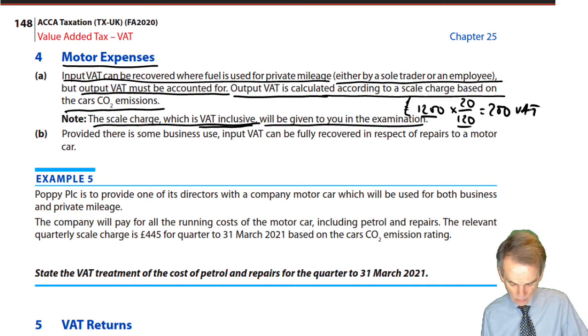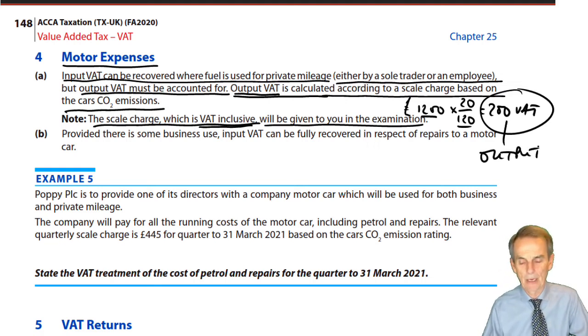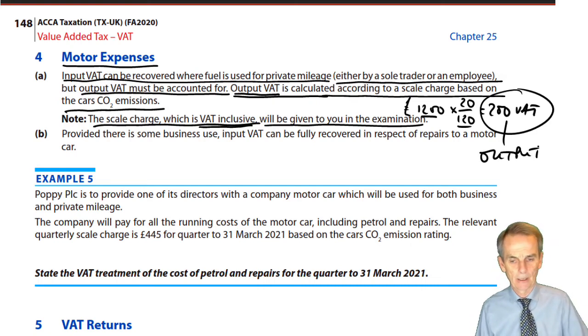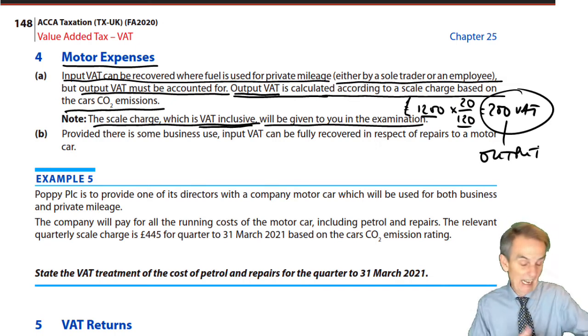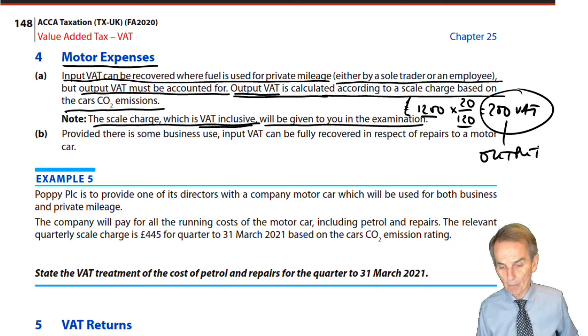And what do we do with it? It's charged as output VAT. So as well as having the output VAT on sales, we'd have £200 of output VAT to put through the VAT return period in relation to the motor expenses incurred. You will be told what the scale charge will be in relation to this particular vehicle. I can't imagine that they're going to give you more than one vehicle, but they'd have to give you the scale charge for each. You take 20/120ths of that number, and on that basis record it then as output VAT on your VAT return.